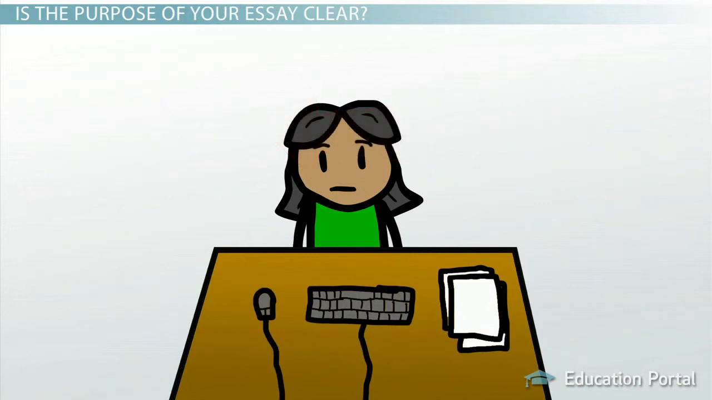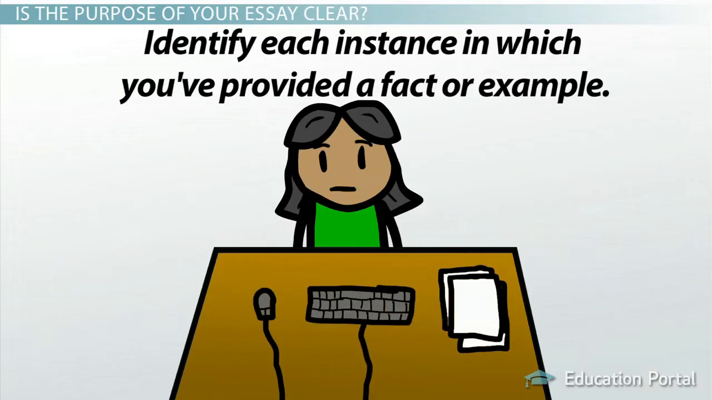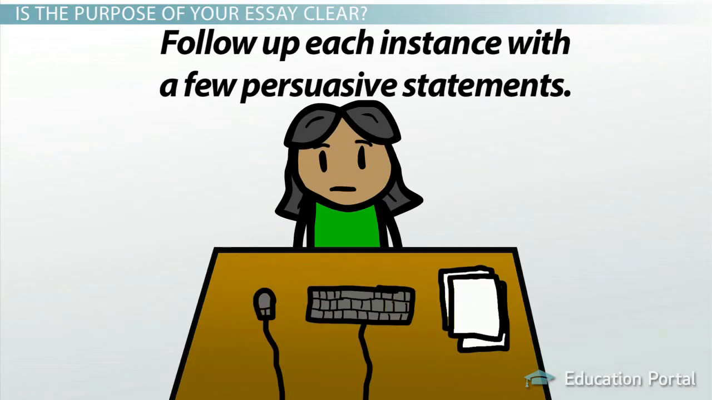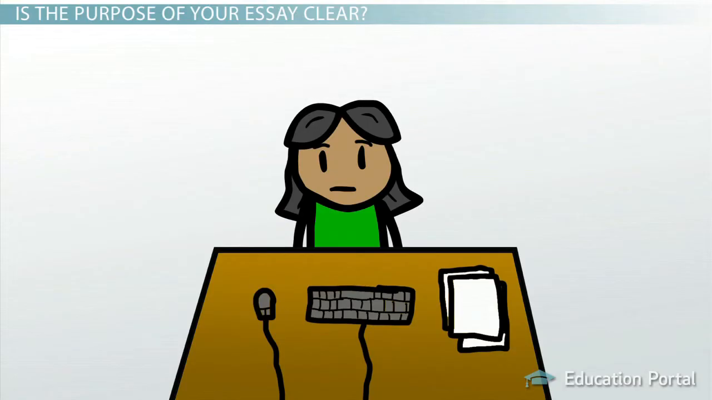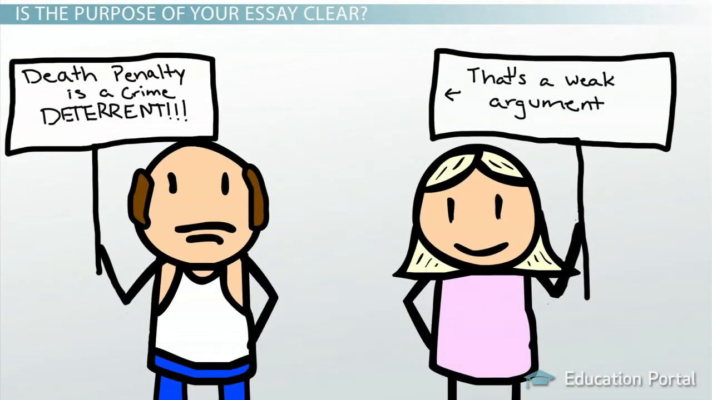If you ever discover that type of problem when you go back to edit your essay, it can be easy to fix. Identify each instance in which you've provided a fact or example in support of your position. Be sure that you followed up each of those instances with a few persuasive statements arguing that those facts and examples support your main argument or prove your point correct. With our death penalty example, you could state perhaps that those who support the death penalty cite the deterrent effects of capital punishment as a reason that it should be kept in place. You could make the argument that the opposition's position is not a strong one using the data as support.